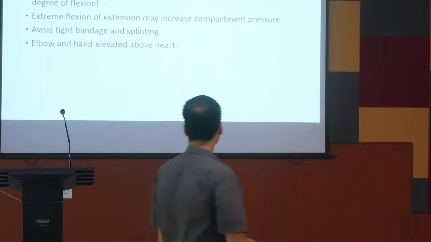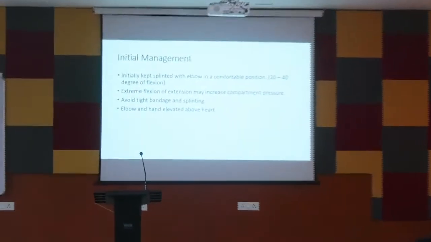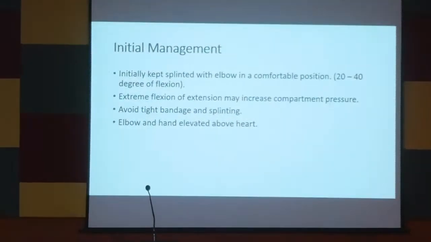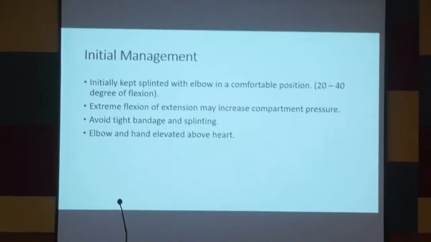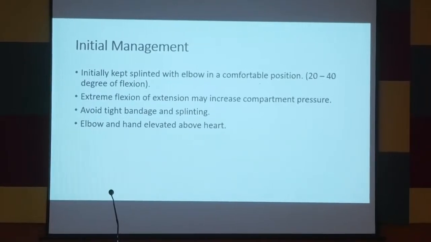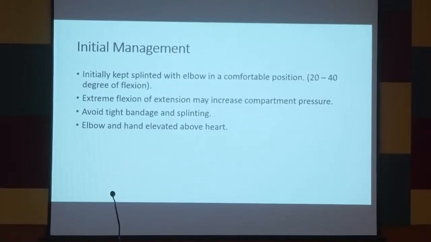Okay. So initial management, that is important. What I told you, you have to give splintage. But how will you keep the arm? Elbow fracture is here. Will you keep it here, here, here? Ideal thing, 20 to 40 degrees of flexion. You should not flex it too much. If you flex it too much, what happens? You are giving more chance for the compartment syndrome to happen. Just give in this position, 20 to 40 degrees of flexion.